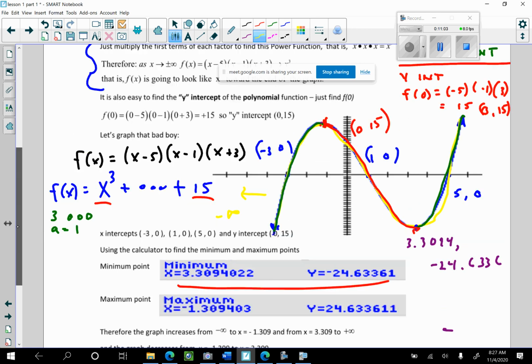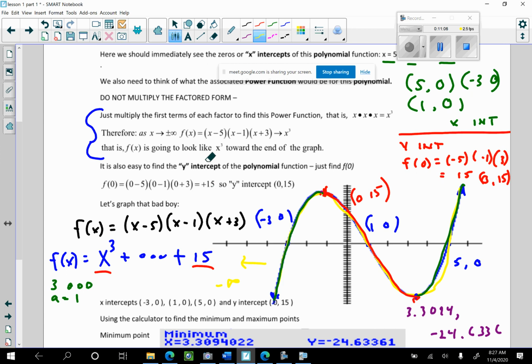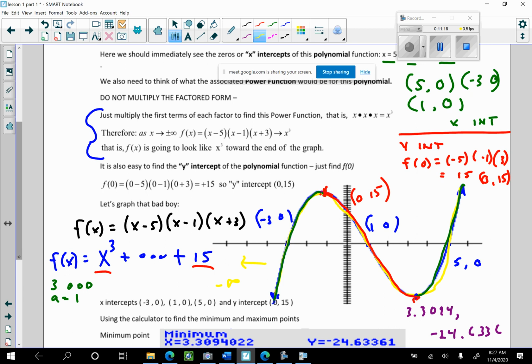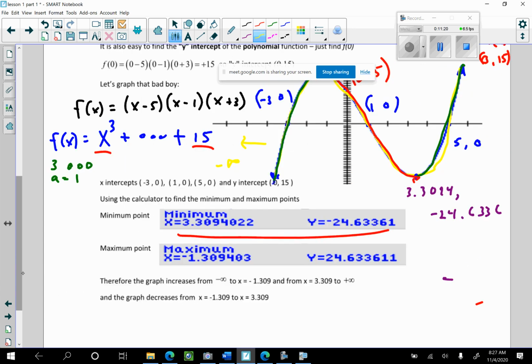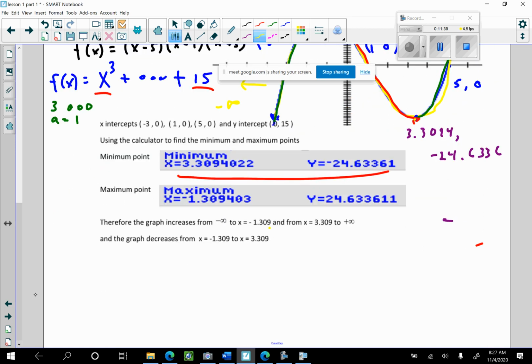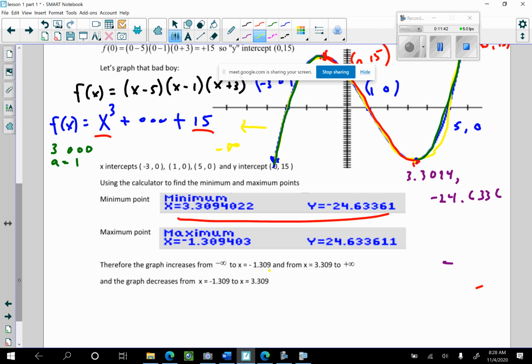It starts negative because it's going to look like x cubed. The leading coefficient, the degree is odd. The leading coefficient is 1. So this is going to start negative and end positive. And it has a minimum here and a maximum here, so it increases from negative infinity to this x value, which is negative 1.309, and it decreases from here to here. And I think we talked about that as well, just to review that a little bit. So you're going to be asked to describe intervals of increasing and decreasing.